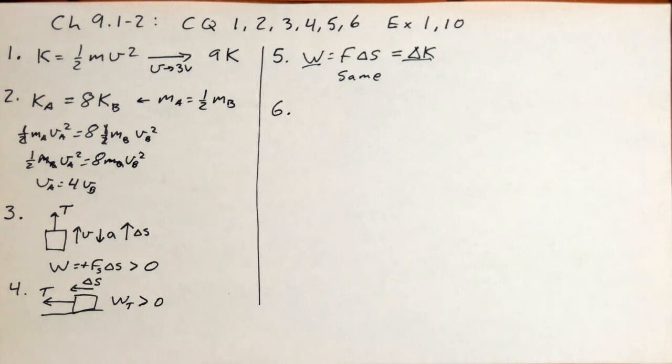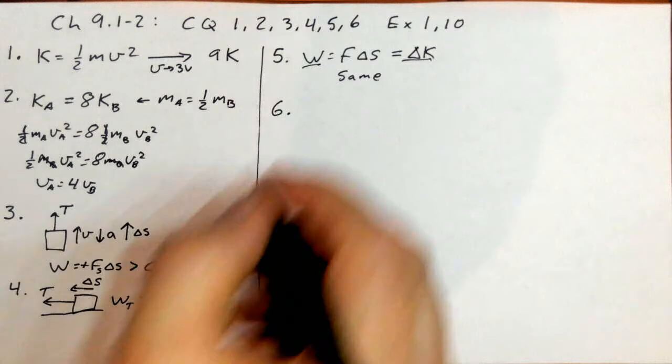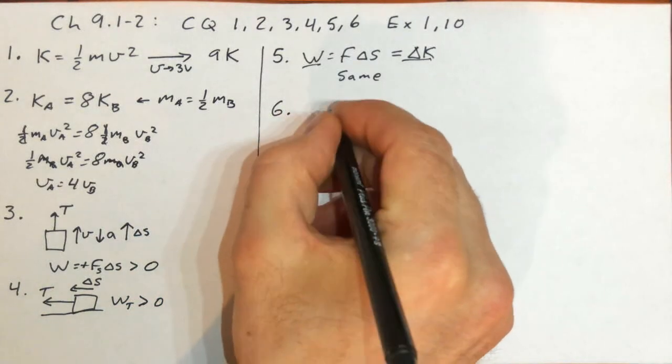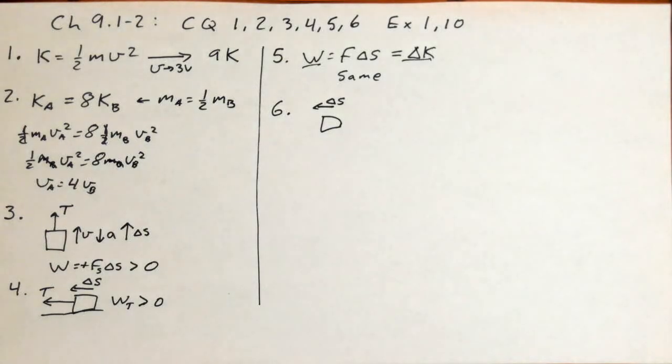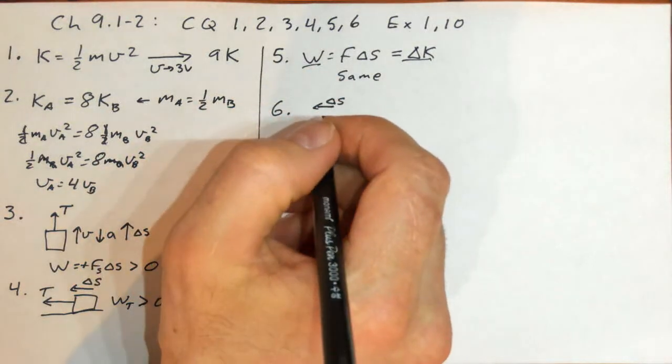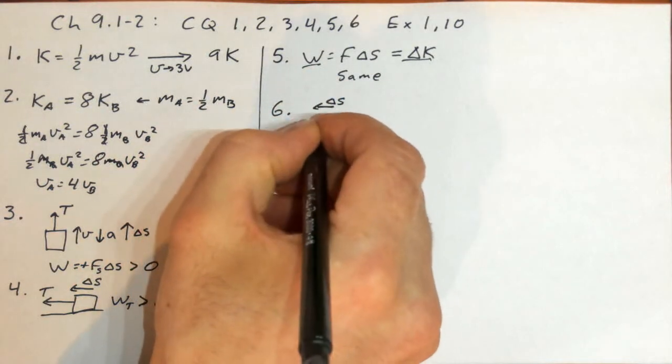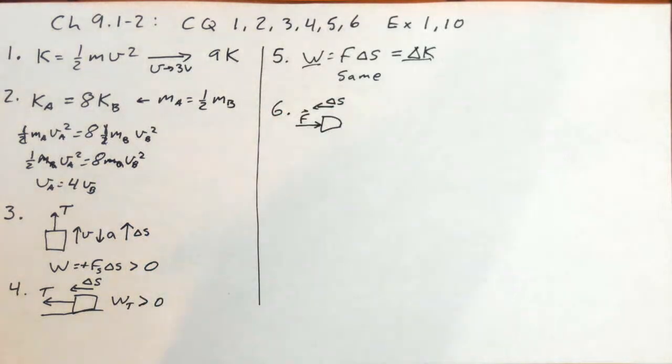All right, so here we have a particle moving to the left. So our particle is moving this way. Here's delta S. And a force is pushing it to the right. Okay, but it still continues to move to the left. All right, so here's our force. Is the work on that positive, negative, or 0?